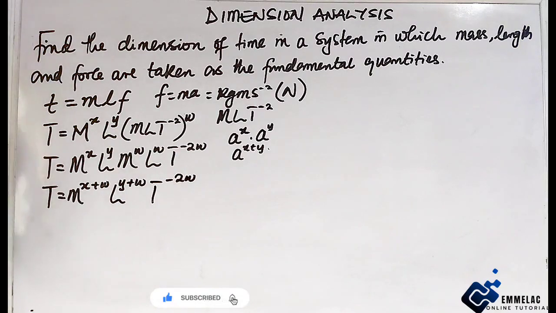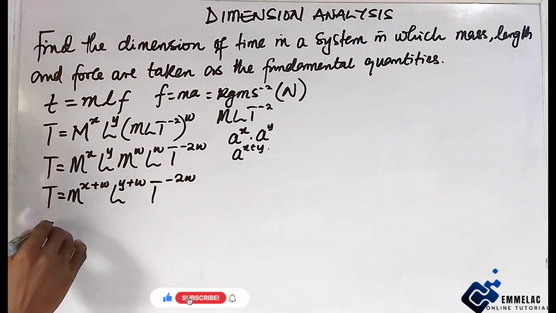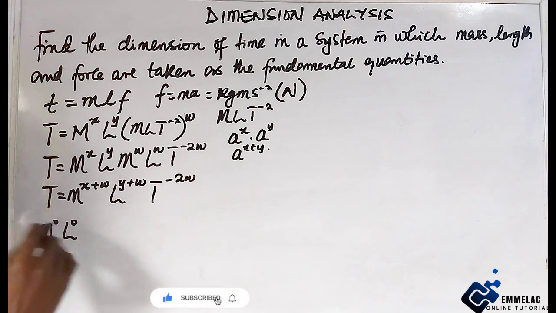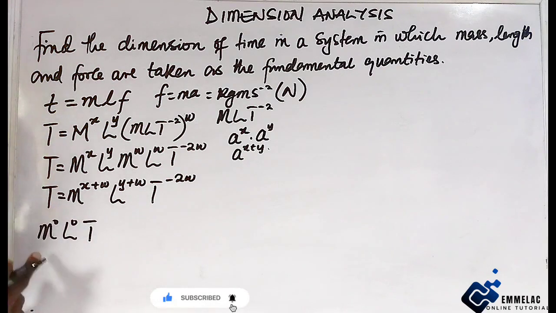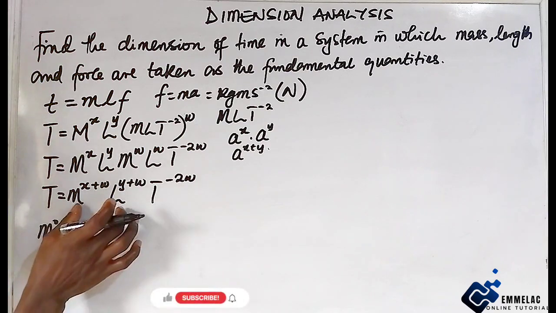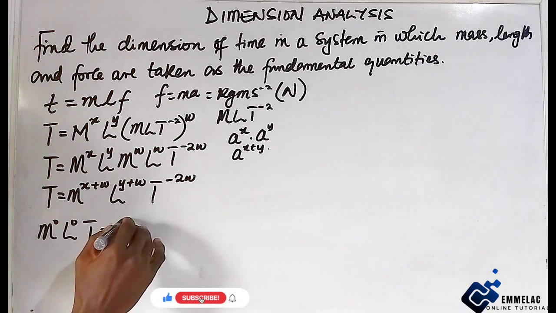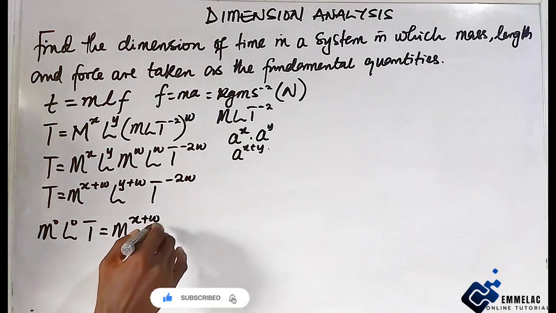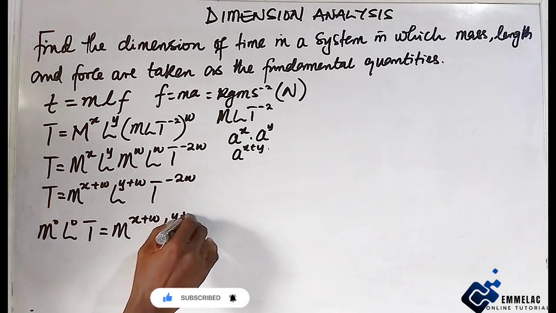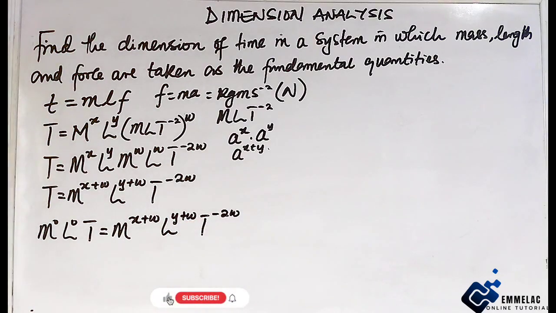Now there's a problem here. We have M and L which are not represented at the left hand side, so we just introduce them as 1, that is M raised to the power of 0, then L raised to the power of 0, then T. Take note that the reason I'm introducing this is to ensure that we conform to the left hand side and the right hand side when equating. So that equals M raised to the power of x plus w, then L raised to the power of y plus w, and T raised to the power of minus 2w. Now we can equate the left and the right hand side.